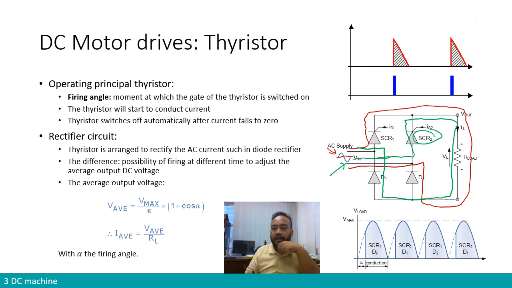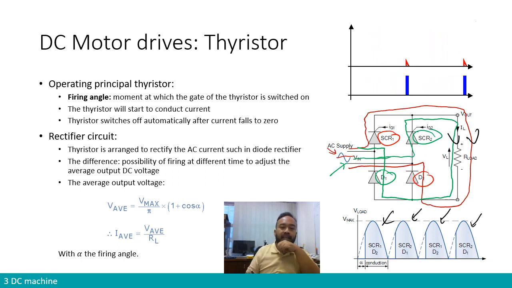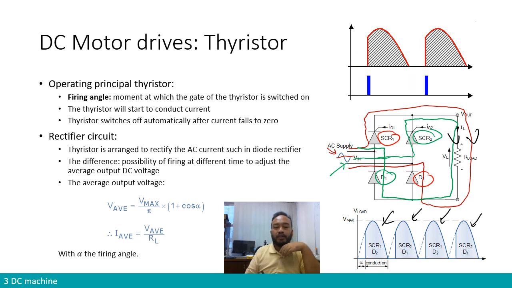So in the negative part, SCR1 and D1 will operate, but in the positive part of the AC waveform input, it is SCR1 and D2 that will operate. But in both cases, we can see that through the load, the current goes in this same direction. Therefore, that's why we have what we call rectification, where all of the voltage that appears is on the positive side.